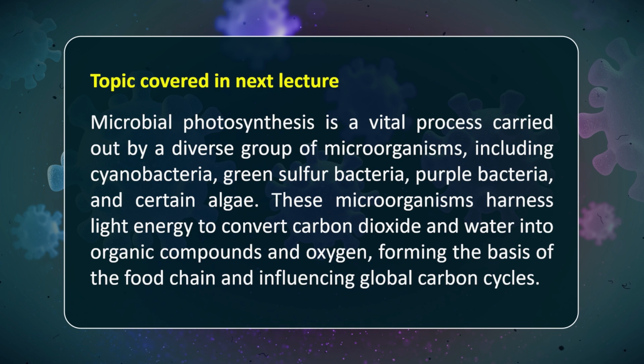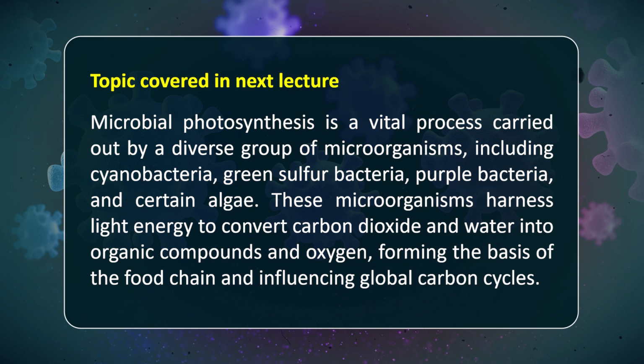Let us discuss the topics that will be covered in the next chapter. In the next lecture, we will be discussing microbial photosynthesis. So, microbial photosynthesis is a vital process carried out by a diverse group of organisms that includes cyanobacteria, green sulfur bacteria, purple bacteria and certain algae.